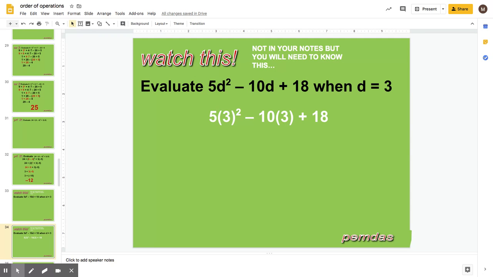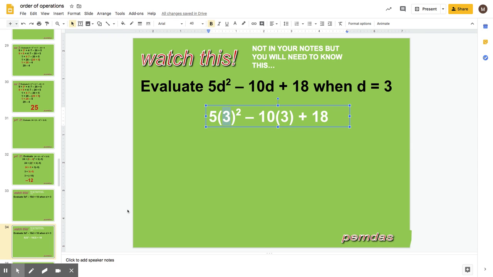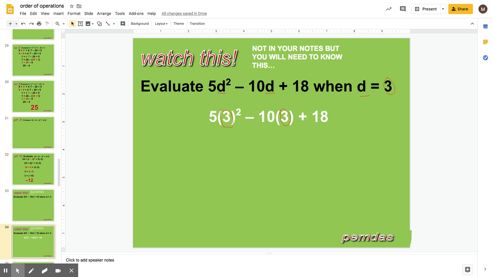Like I said, watch this. The 3 got replaced here. I'm actually going to make an emphasis here because I want you guys to have that. That 3 and that 3 here got replaced with the variable, because that's what they tell you that the answer is. Okay, so this d here, the 3 will get replaced.